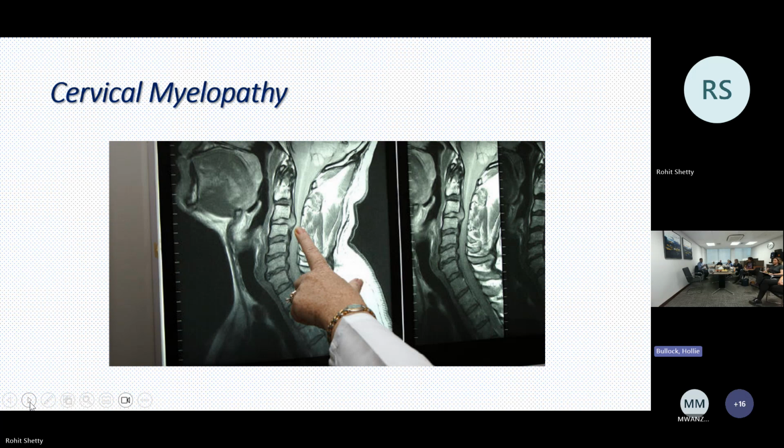The natural history of cervical myelopathy is that when you have a disc pressing on the spinal cord, as you can see there, with signal changes in the symptomatic patients, they fall into three categories. The first category is 75% of patients, who will have a stepwise deterioration.